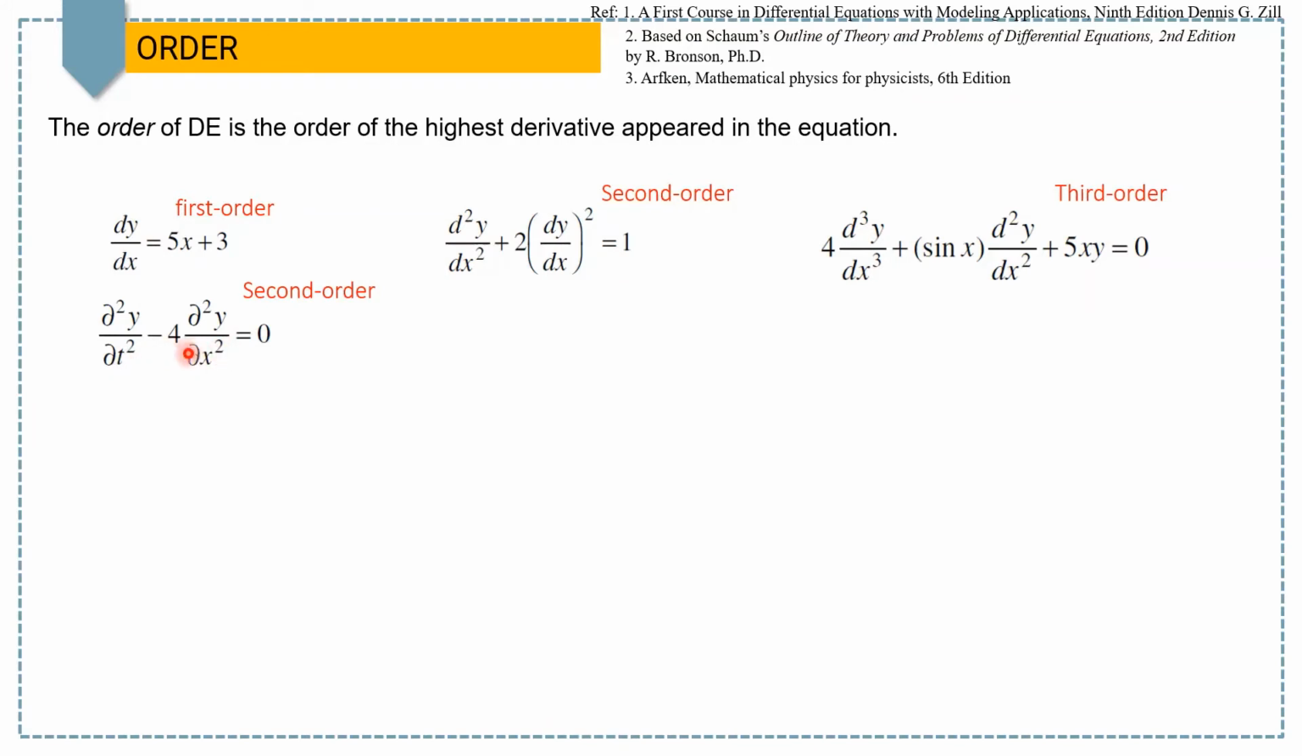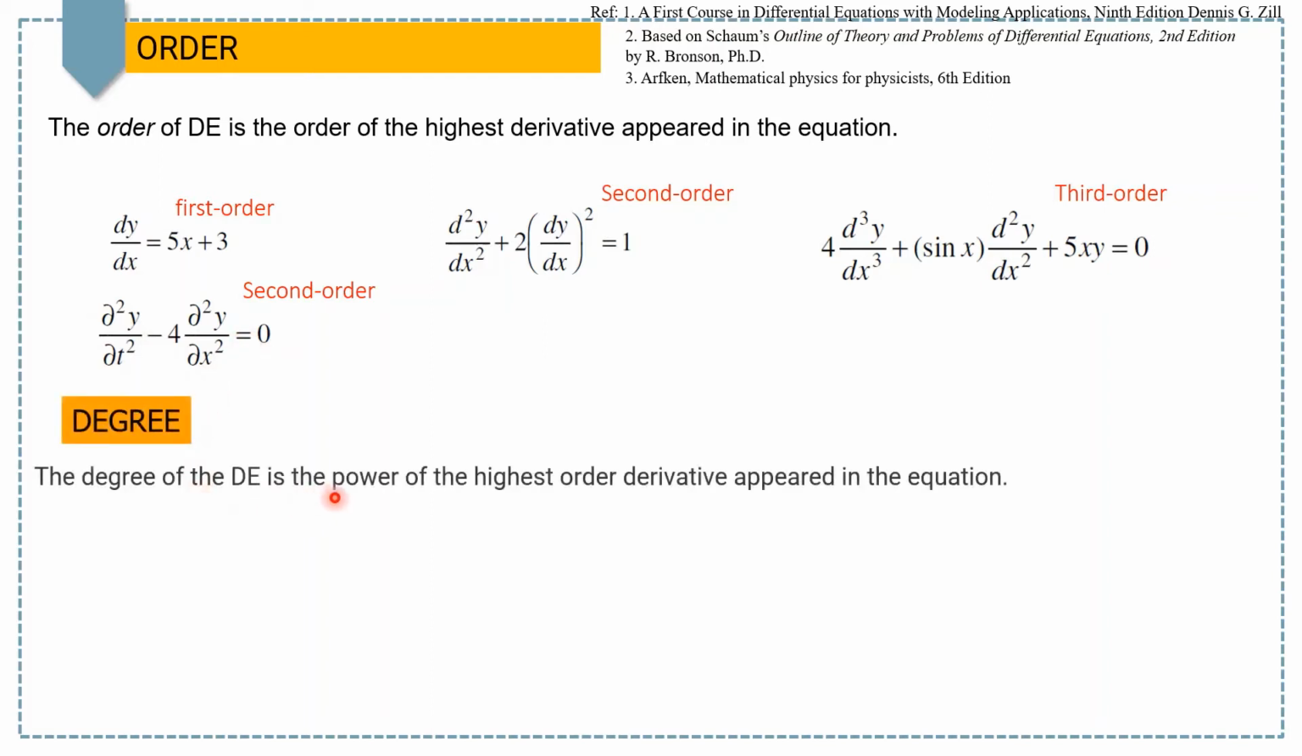And if you look at this differential equation, here the highest order appearing in the equation is 2. In the first term, you can see the second order derivative of y with respect to t, and in the second term, the second order derivative of y with respect to x. So this is a second order differential equation.